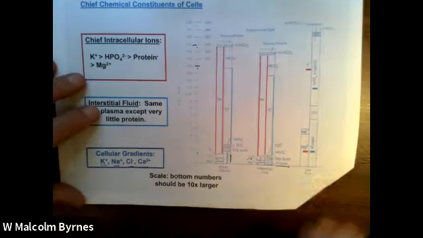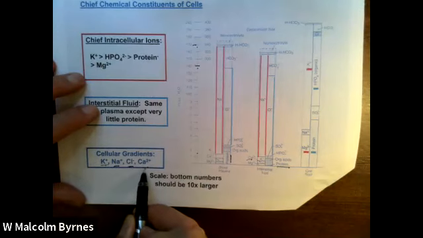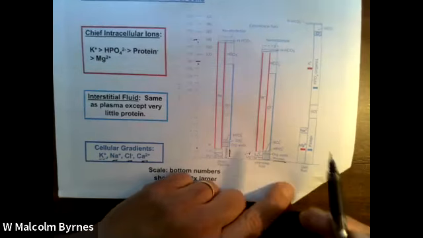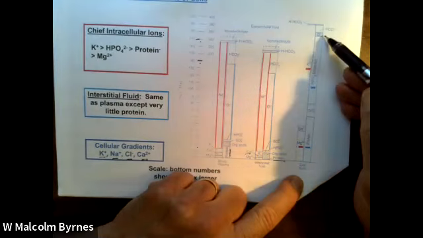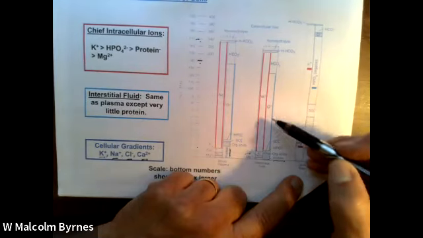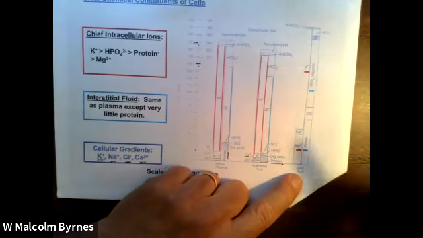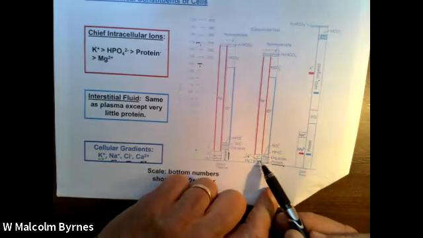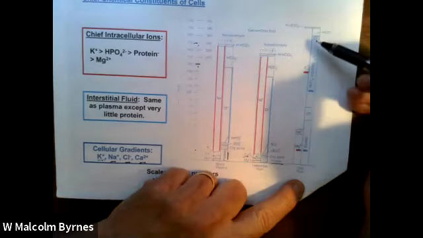But there are pumps for not only sodium and potassium, but also for chloride and for calcium, so that chloride is pumped out. You don't see much chloride here inside of cells, just a little bit. There's a lot more outside of cells, so it's pumped out. And then calcium, we see what? A little bit, some calcium outside of cells, right? Virtually none inside of cells.